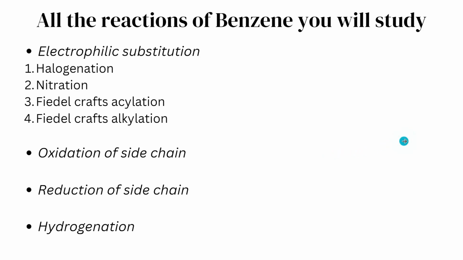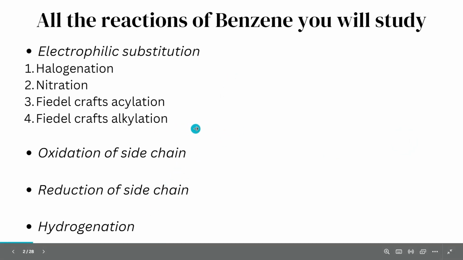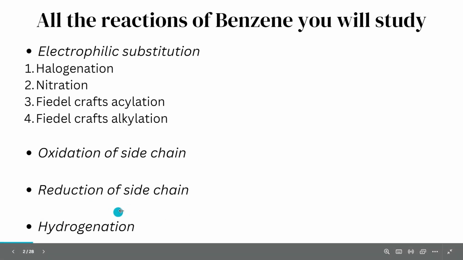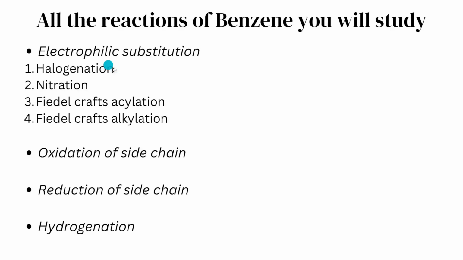Okay, so these are all the reactions that you will study, and this slide was shown in the last lecture as well. You can see you need to know about electrophilic substitution and these four reactions which occur by the mechanism of electrophilic substitution. You need to know about oxidation of side chain, reduction of side chain, and hydrogenation. Now, we discussed the mechanism of electrophilic substitution in the last lecture, and we will come to these four types of reaction that occur by this mechanism later. But right now, I want us to start with the easiest reaction of benzene, hydrogenation.